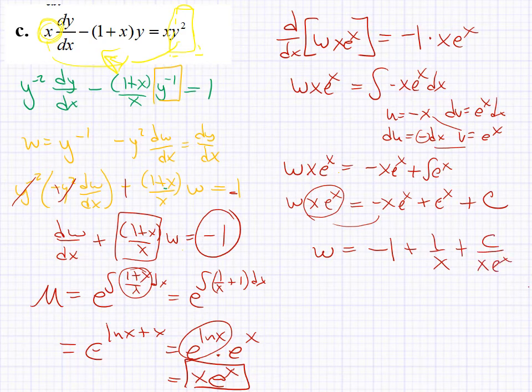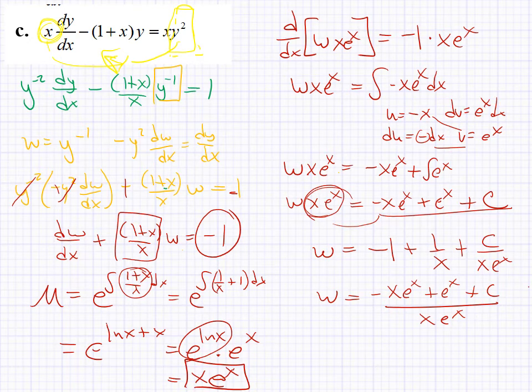Another way I could do it is to have just not canceled at all, just straight divided this thing by x e to the x. So I could have also written this as w equals negative x e to the x plus e to the x plus c over x e to the x, which might be the better way to go because then we've done this a couple times. We've got to resubstitute. Remember, w equals y to the negative 1 or 1 over y. If I want to figure out what y equals, I then have to flip this side.